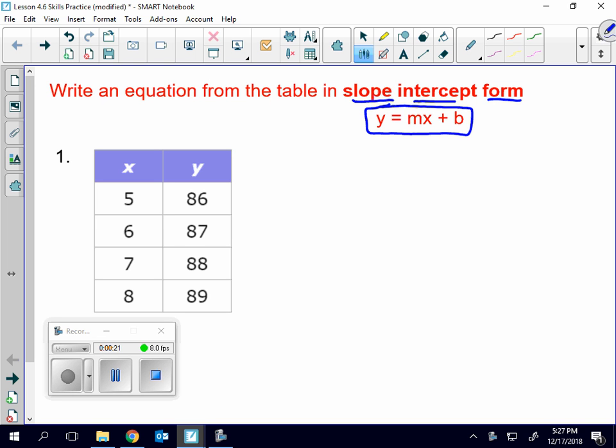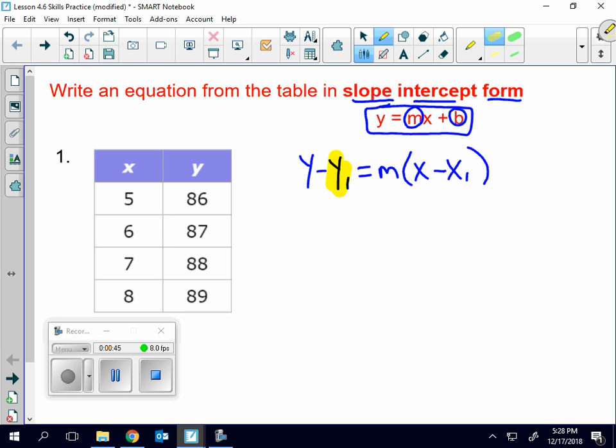So we need to find two things. We need to find the slope and the y-intercept. There are multiple ways to do this. Today I'm going to do it the way we did it back in chapter 3, where we first used the form y minus y1 equals m times x minus x1. And we're going to plug in three things here: y1, m, and x1.